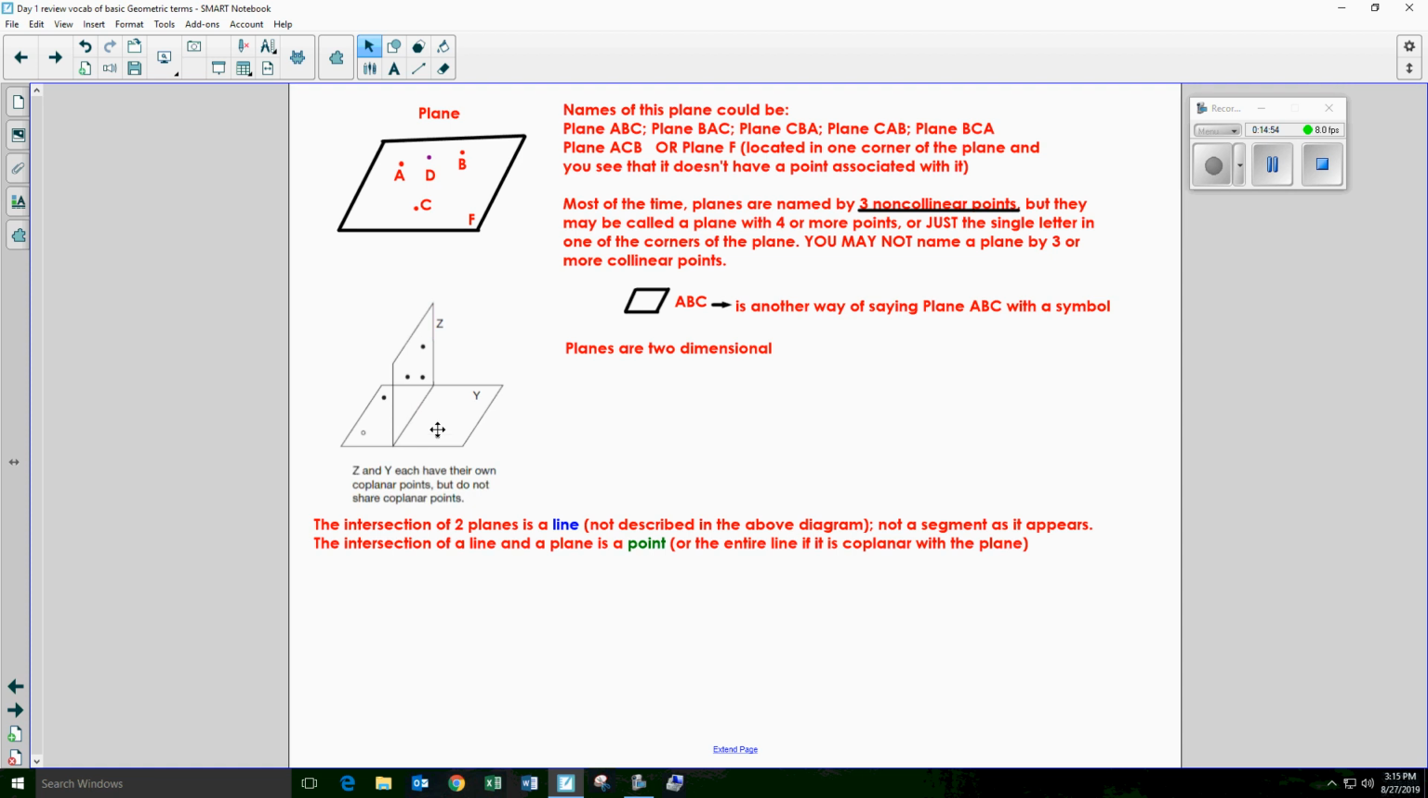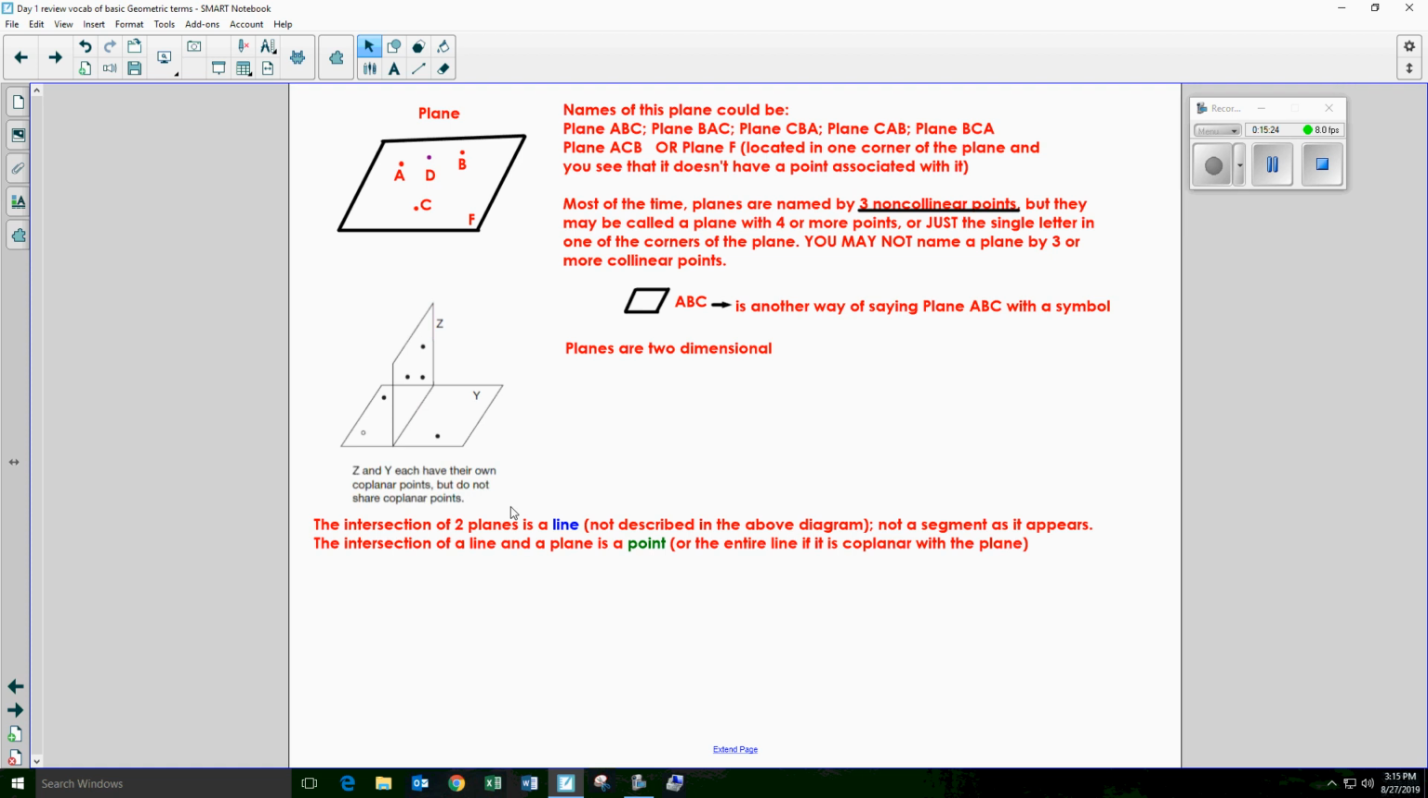And notice how these points aren't labeled like A, B, C as we had before. So I can't call it by these three points because I don't know what they are called. Remember I told you the other way is to look for the letter in the corner. So this is plane Z and this is plane Y. Now it says Z and Y each have their own coplanar points. Coplanar, co means same, so same plane. These three points are in plane Y. These three points are in plane Z and not in plane Y.